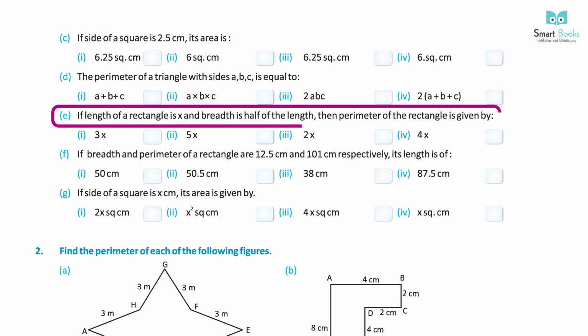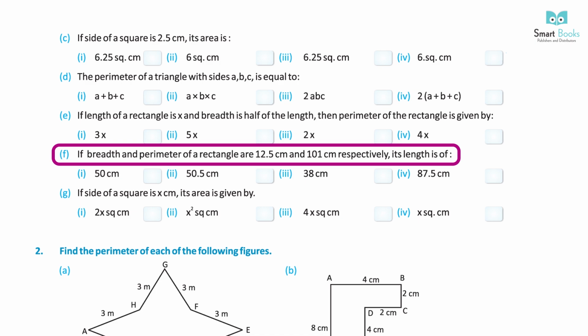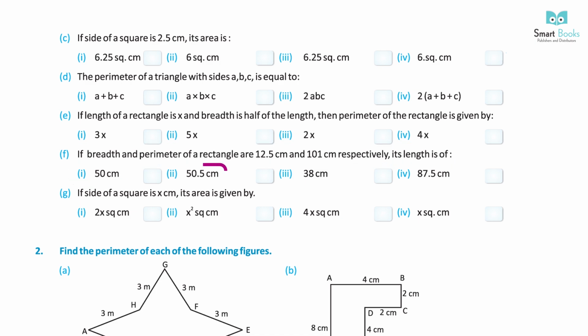E. The length of a rectangle is x and the breadth is half of the length, and the perimeter of the rectangle is given by first 3x, second 5x, third 2x, fourth 4x. Solution: first, 3x. F. If breadth and perimeter of a rectangle are 12.5 cm and 101 cm respectively, its length is first 50 cm, second 50.5 cm, third 38 cm, fourth 87.5 cm.